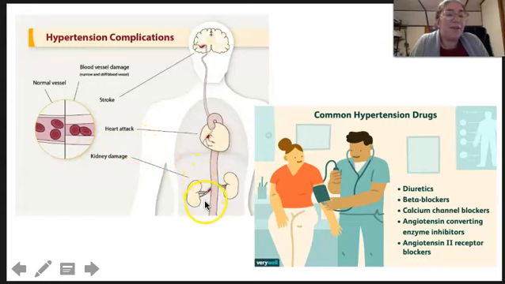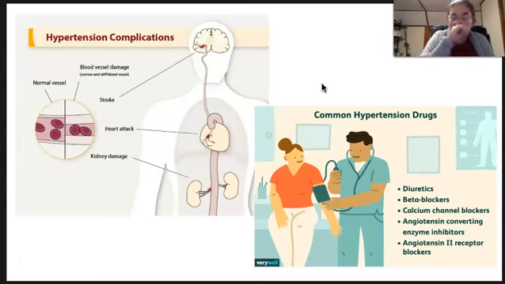And it can also lead to damage of key organs like the brain, the heart, and the kidneys, leading to kidney failure, heart attack, or stroke. There are ways, lifestyle changes, diet, exercise, that can help to reduce blood pressure.